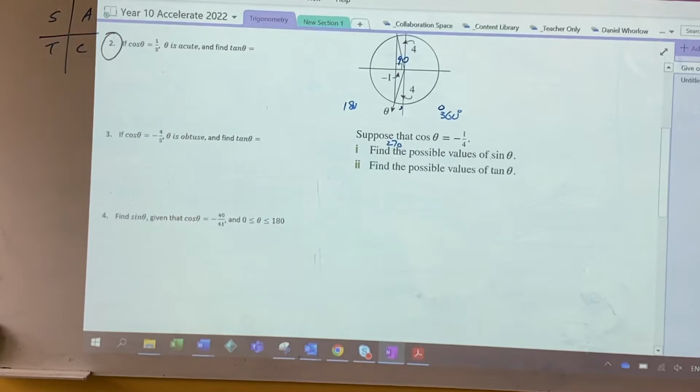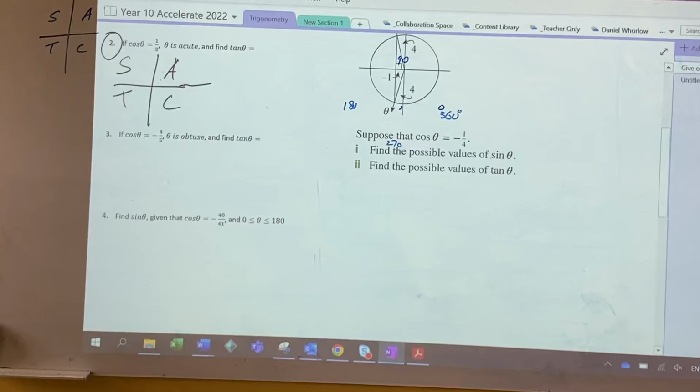Okay, so if cos theta is 1 over 3, first of all, I draw that diagram, yeah? And I look at, basically we say, okay, ASTC. So cos theta is positive, which quadrant could it be? 1 or 4. Good, very good. First and fourth quadrant, right? So cos theta is 1 over 3.